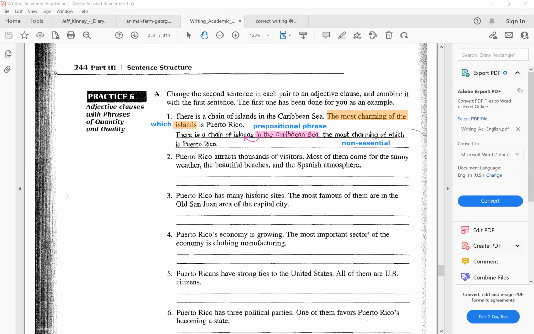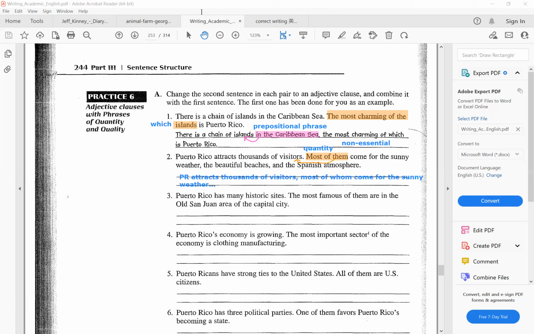All right, let's look at number 2. Puerto Rico attracts thousands of visitors. Most of them, well, we know that most of them, this is quantity. Right, so I'm going to write quantity. So who's most of them? Well, this is talking about most of the visitors. So this is quite simple because this is directly after already. So all I have to do is change most of them to most of whom. So Puerto Rico, I'm going to write PR, attracts thousands of visitors, comma, most of whom come for the sunny weather, blah, blah, blah.